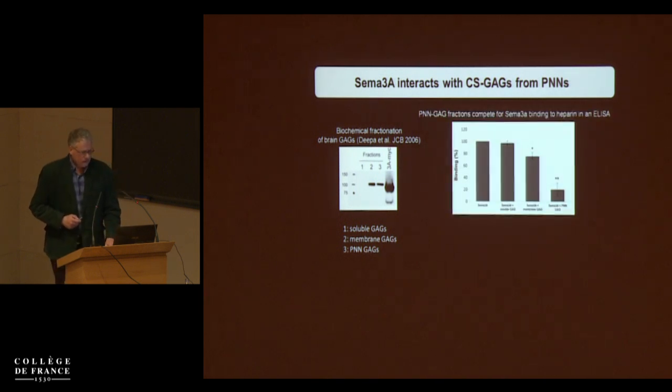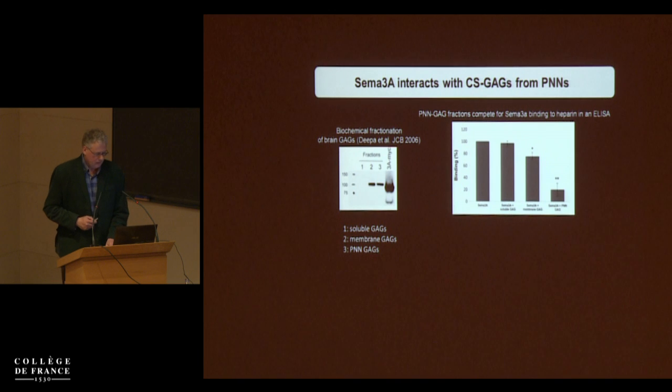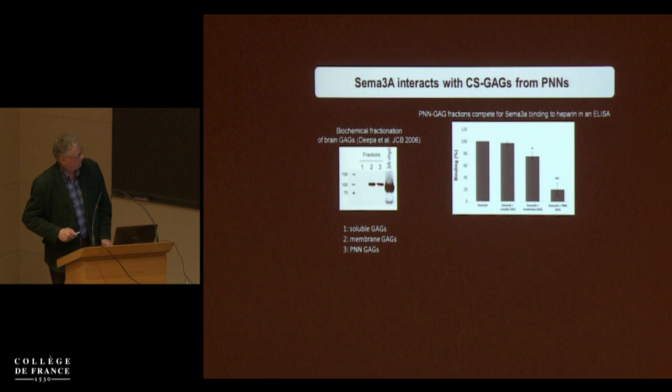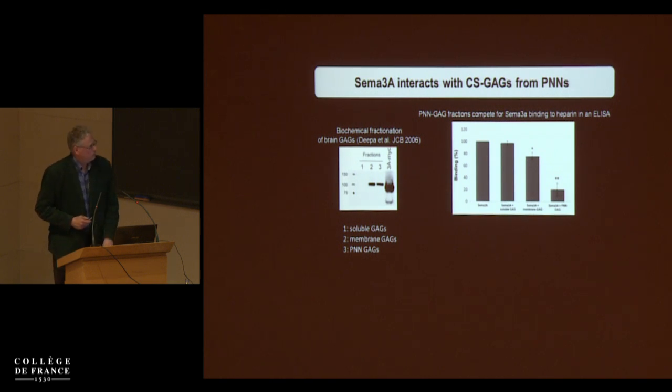In collaboration with Jessica and James, we also did some biochemical experiments, for instance, a biochemical fractionation in which the brain GAGs are isolated. In the soluble GAG fraction, there's hardly any semaphorin detected, but in the membrane and PNN GAG fraction, which are fractions obtained by more rough treatments of the tissue, semaphorin 3A is clearly retrieved.